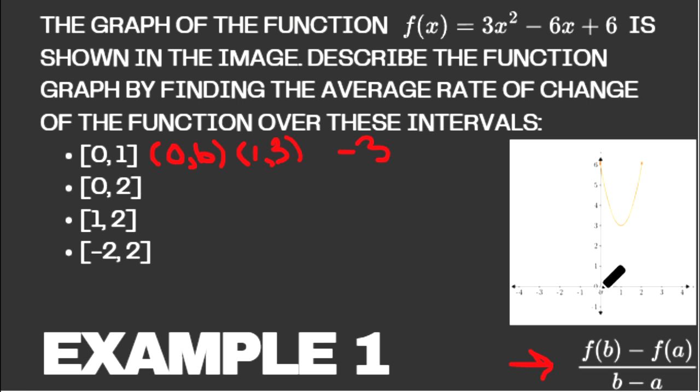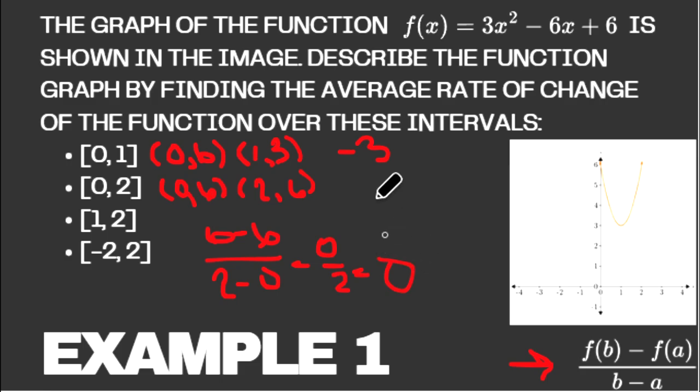Okay, so when x is 0, we know that y is still negative 6. When x is 2, y looks like it's also 6. Okay, and this one is 0, 6. So let's see for this interval what the average rate of change is. f of b is 6, f of a is 6, b is 2, a is 0. That's going to give us 0 over 2, which ends up being just 0, because 0 divided by anything is 0.